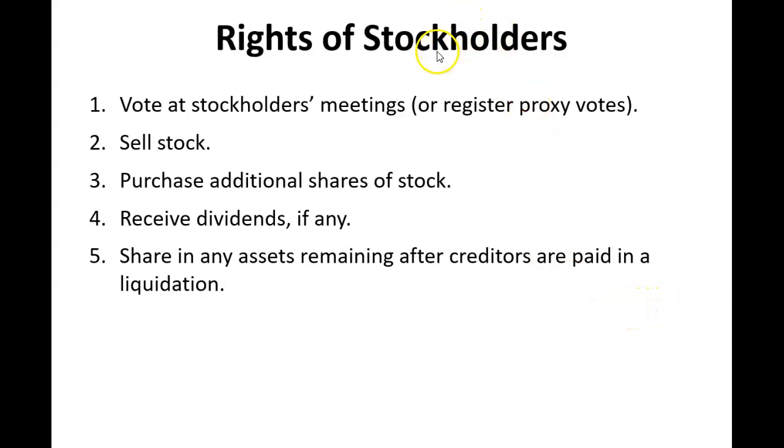Stockholders have rights. Common stockholders generally can vote at stockholders' meetings. They can sell their stock. They can purchase additional shares of stock. They can participate in dividends that are paid, if any. A corporation is not required to pay dividends, but if they pay dividends, then common and preferred shareholders can participate in those dividends. And the shareholders have a right to a share in any assets remaining after creditors are paid in a corporate liquidation.